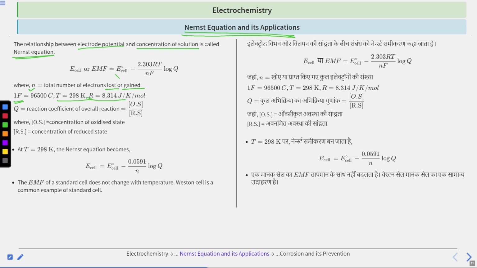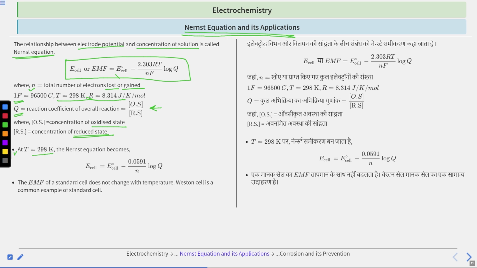R is the gas constant, that is 8.314 joule per Kelvin per mole. And Q is the reaction quotient of the overall reaction, which is equal to OS divided by RS. OS is the concentration of the oxidized state. RS is the concentration of the reduced state. Okay, so this is the Nernst equation, the relation between electrode potential and concentration of the solution.